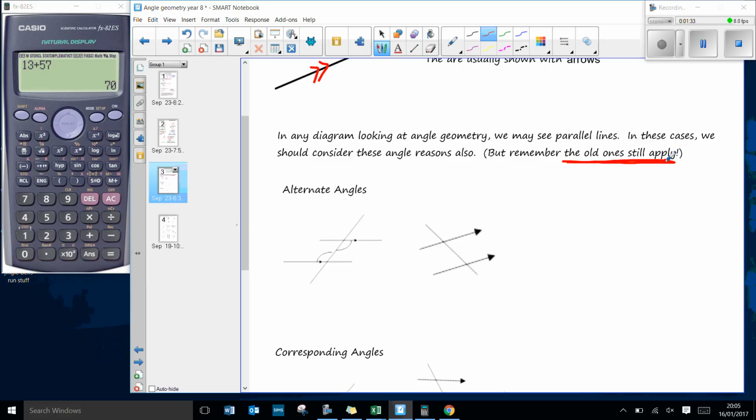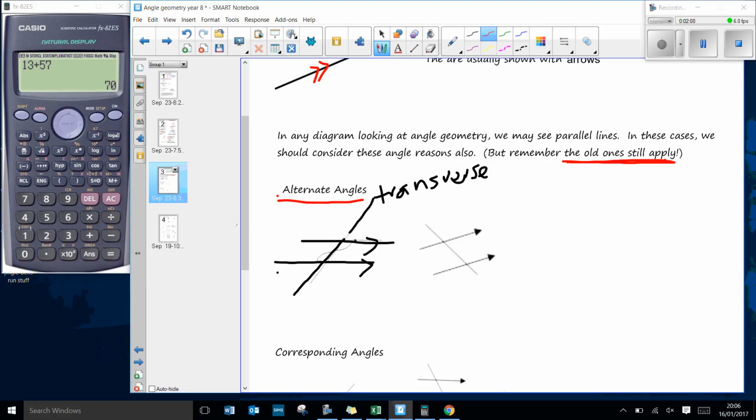So the first angles I'm looking at are alternate angles. Now, as you can see here, we have a pair of parallel lines. This line going through them, this is called the transversal line. Okay, so that's the transversal line. And that transversal line forms several different angle regions that we're now looking at.